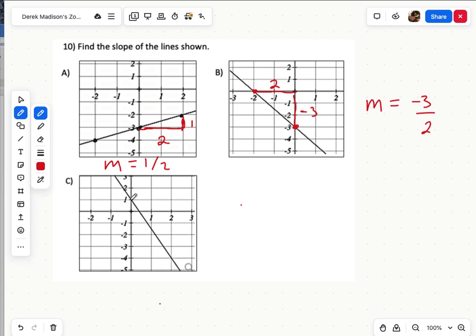And for this last example, let's see, there's a nice point there. That one looks good right there. So this one, we're going to have a run of 2. It looks like our rise is 1, 2, 3, 4, 5 there. And again, being careful to notice that it's decreasing, so that's going to be a -5. So for that last example, it will be -5 for our rise, and 2 is our run. Hopefully that helped make some sense out of slope.